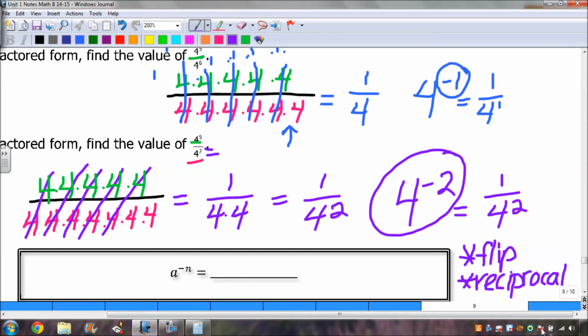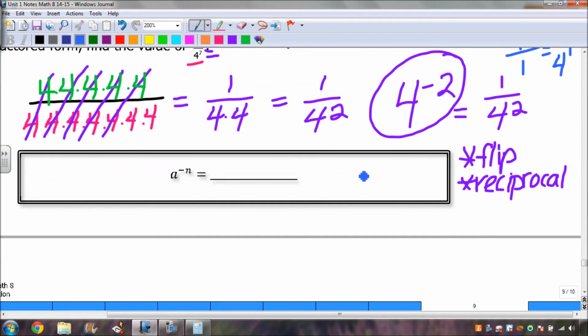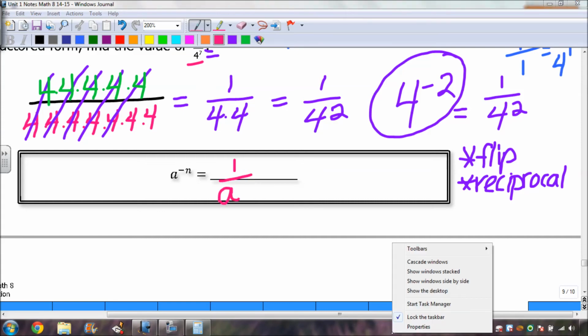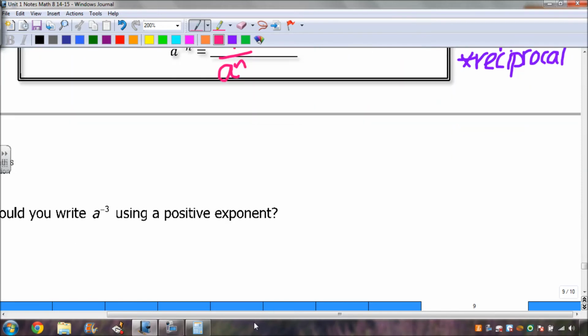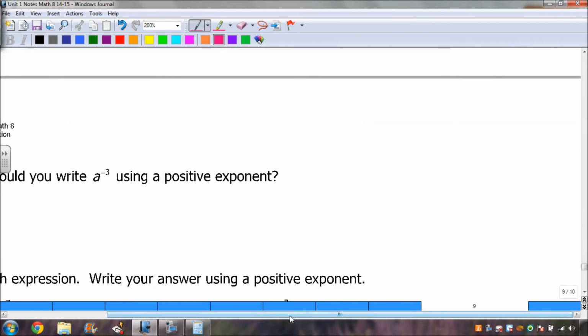So basically, 4 to the negative first power really means, if you look at this right here, 4 to the negative first power over 1. Notice how, if you have 4 to the negative first power, it flips over and the negative exponent becomes a positive exponent. So in general terms, a to the negative nth power means I'm going to have 1 over a to the nth power. And I understand this is something that might be confusing to you. And we're going to do some more practice so that you can understand this a little bit better.